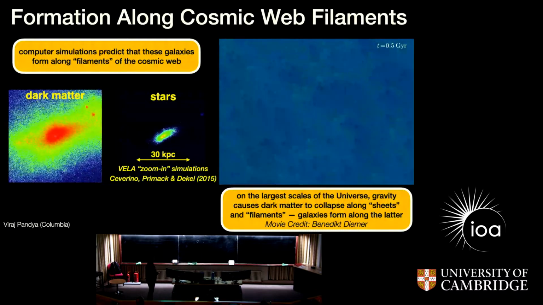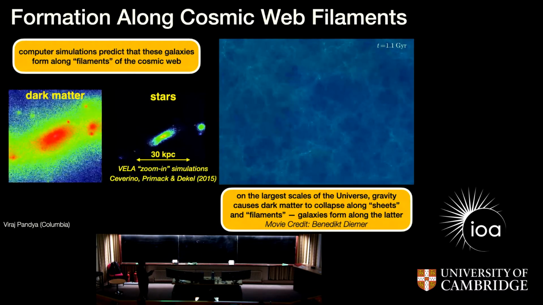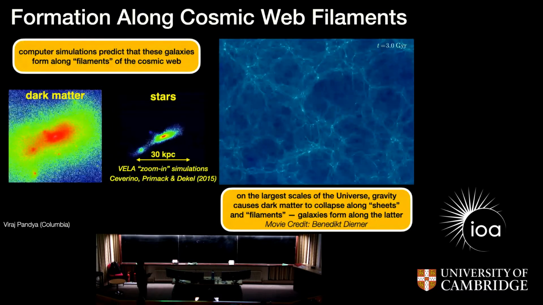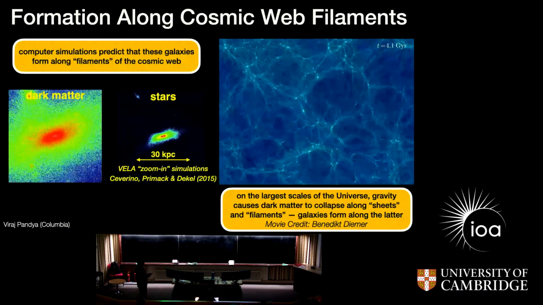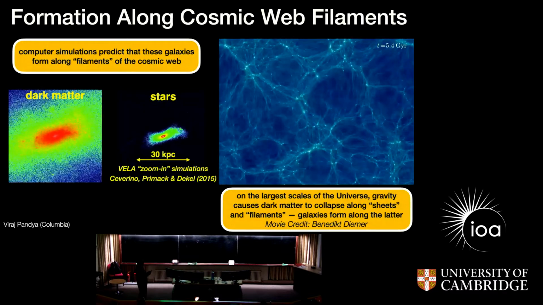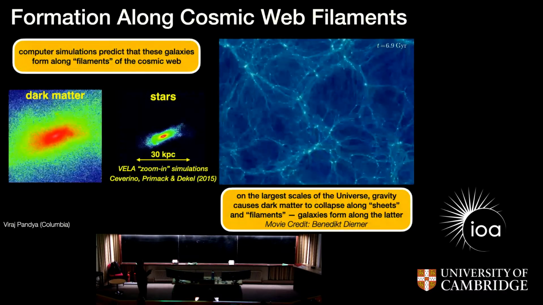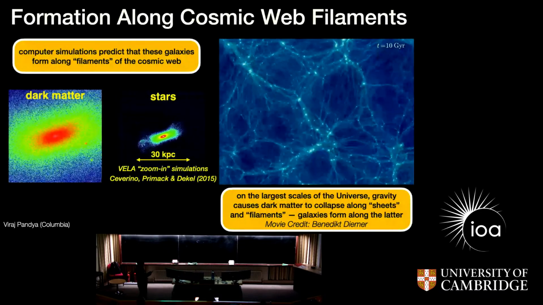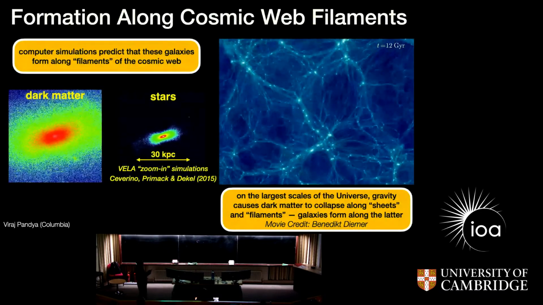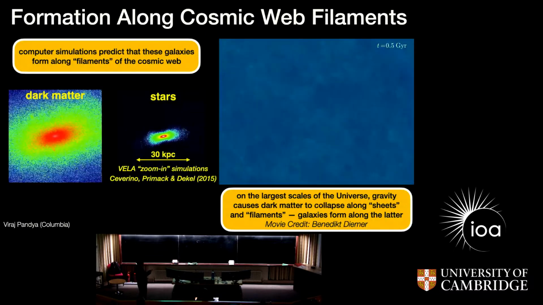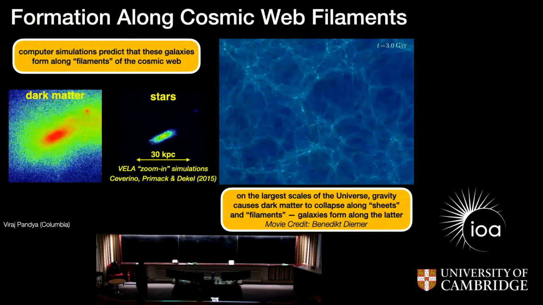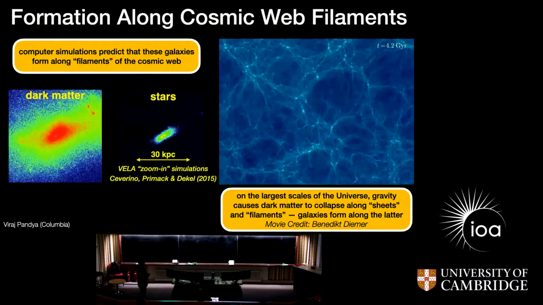And so what's the cosmic web? Well, here's a much larger simulation now. This is just evolving dark matter under the influence of gravity on very large scales. And you can see that over billions of years, the dark matter is collapsing along what are known as sheets and eventually these filaments, these tendril-like filaments. And it's along those filaments that we think these first elongated galaxies are forming, and why we see so many of them.